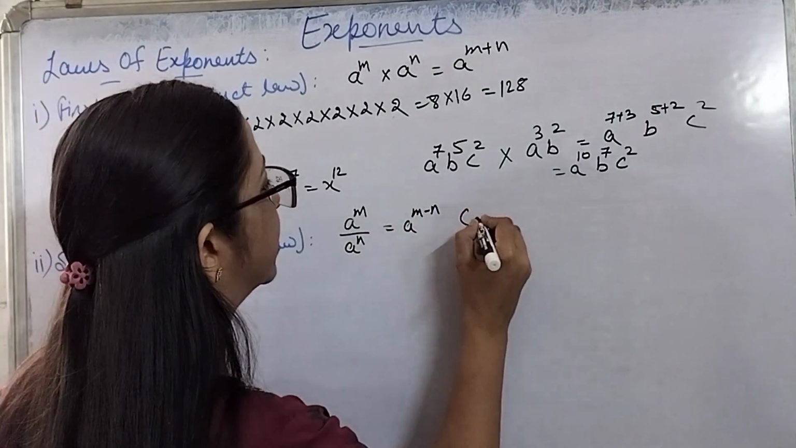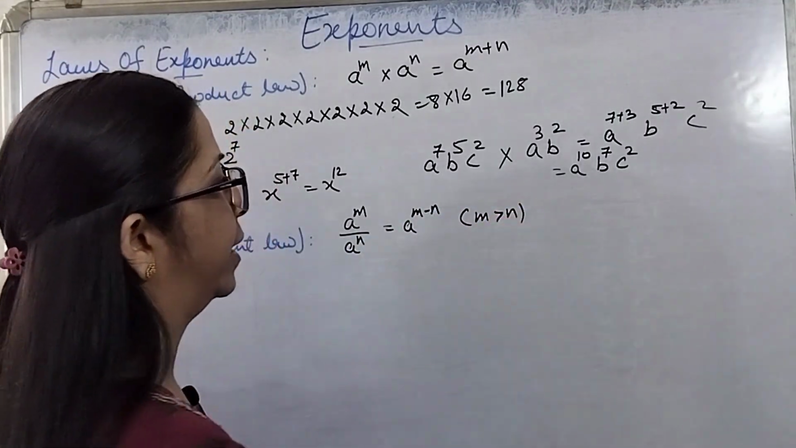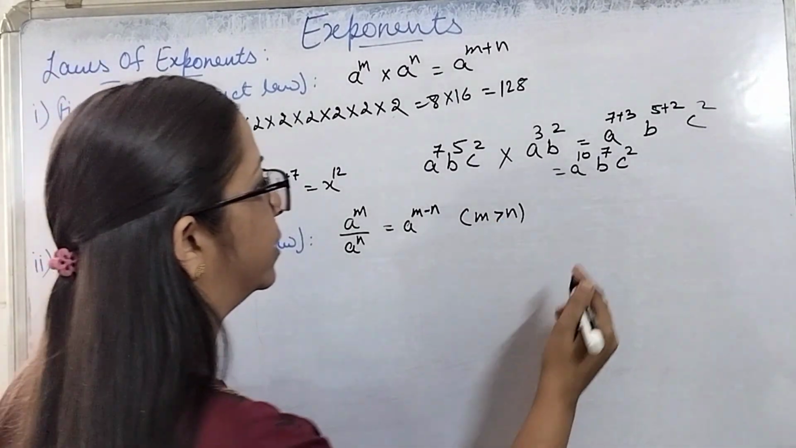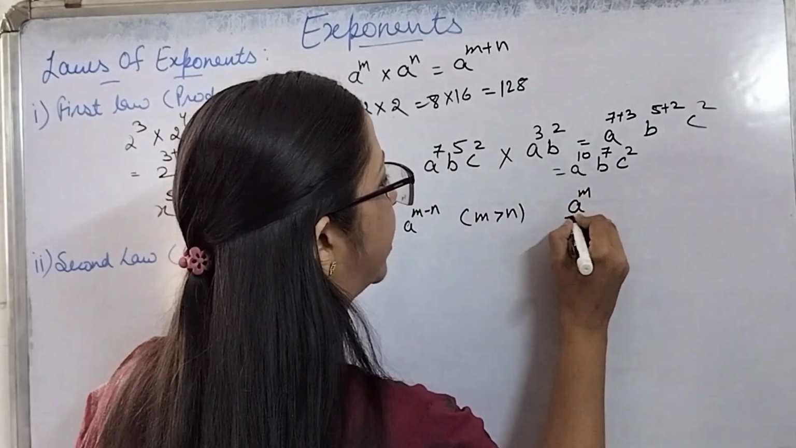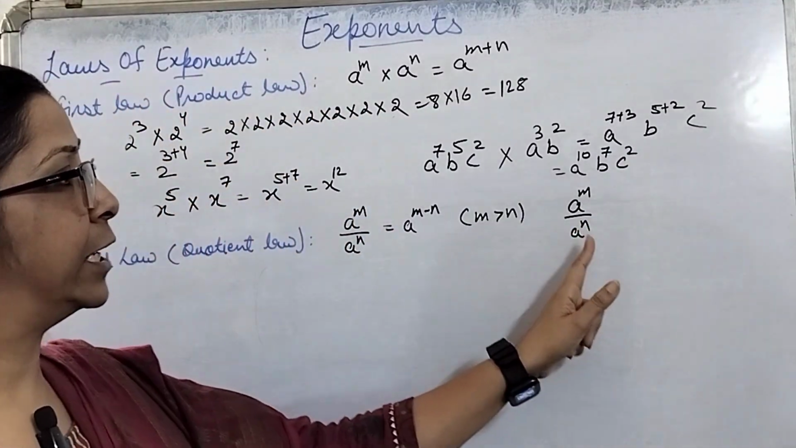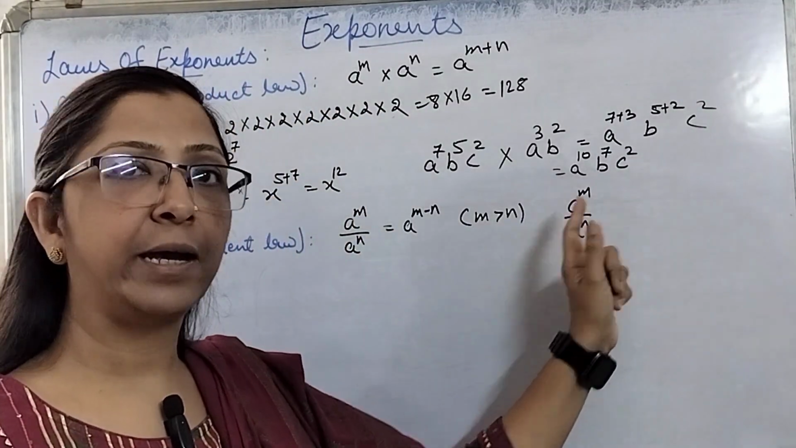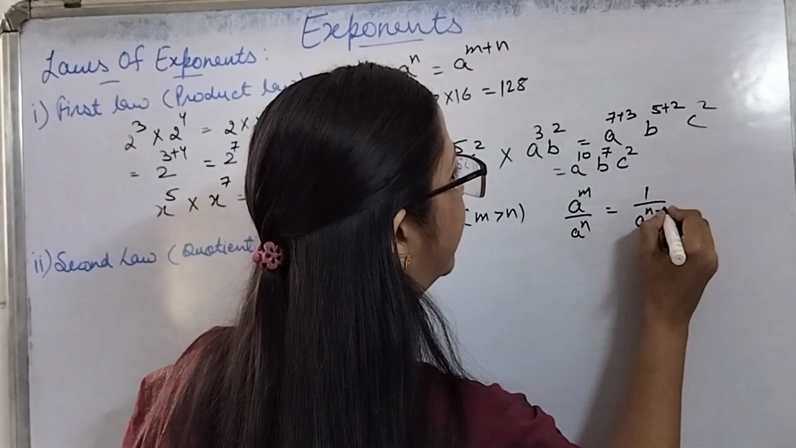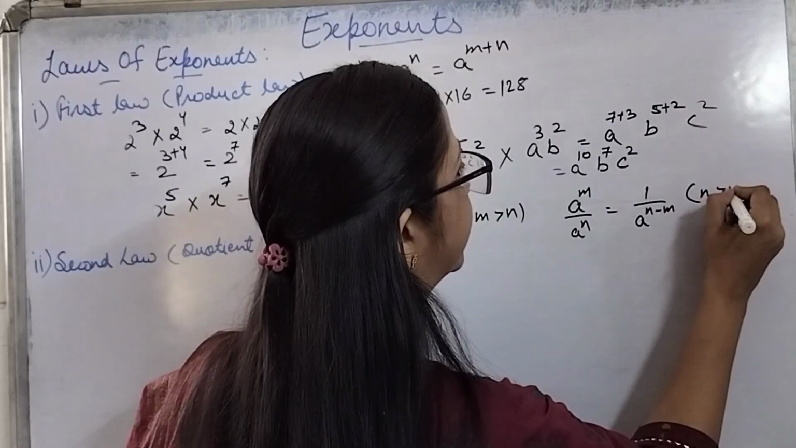Here we have taken the condition that m is greater than n. Suppose instead n is greater than m, and the number is a raised to the power m over a raised to the power n. Here, since n is greater than m, its value will be 1 upon a raised to the power n minus m.